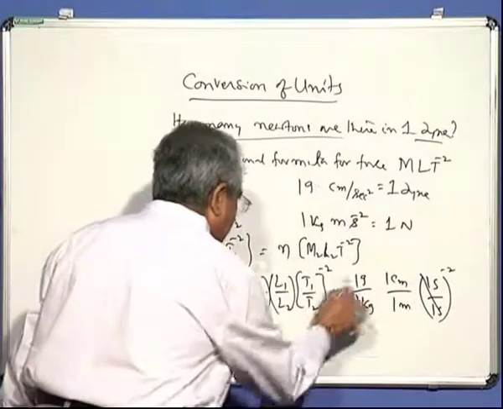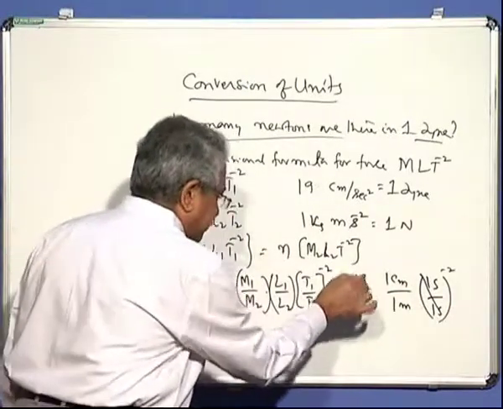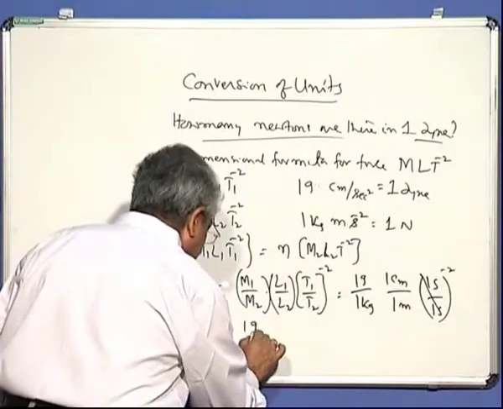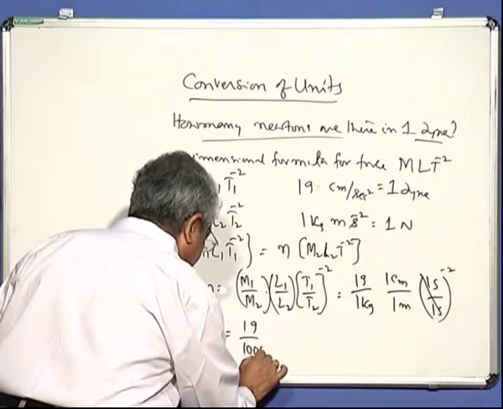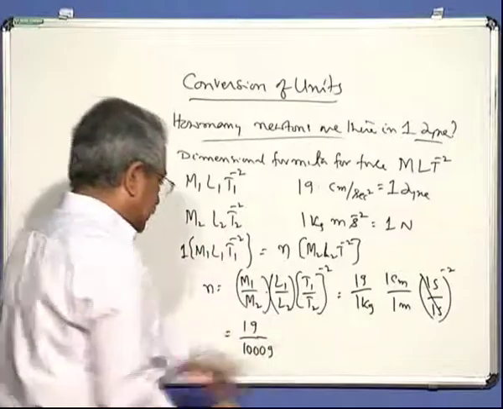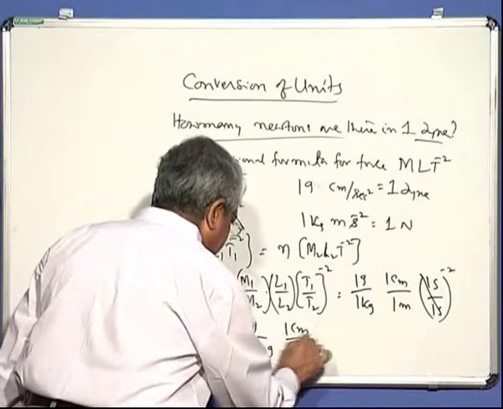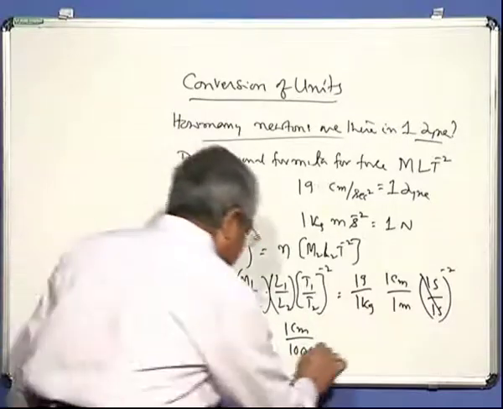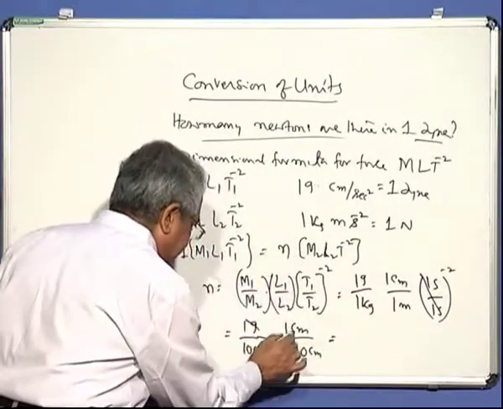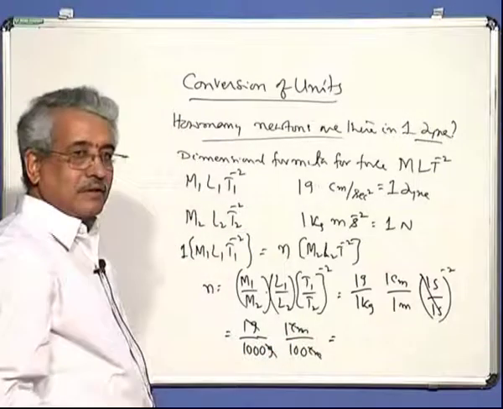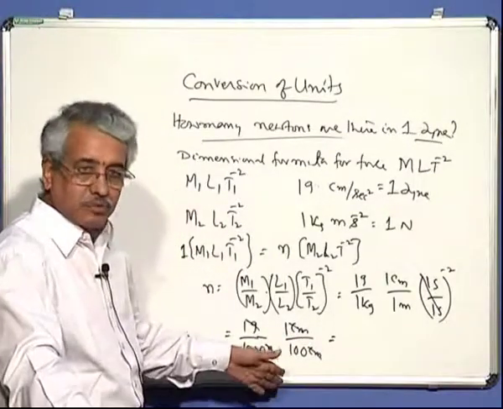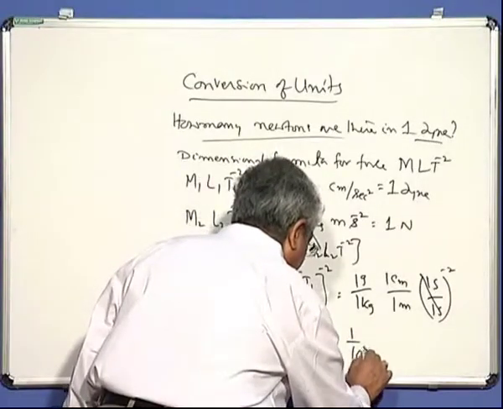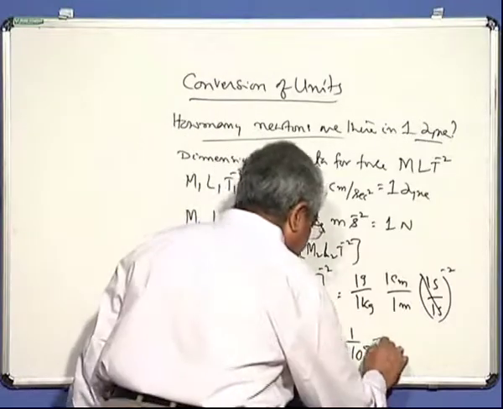What is remaining is 1 gram. Put the conversion, either grams into kilograms or kilograms into grams, as you like. It is probably easier to put it here: this is nothing but 1000 grams. Similarly, 1 meter means 100 centimeters. Now the gram gets cancelled here, the centimeter gets cancelled here, because units are used like mathematical terms only, as I told you. You can cancel them like that. You are left with 1 by 10 power 5. That means it is 10 power minus 5.